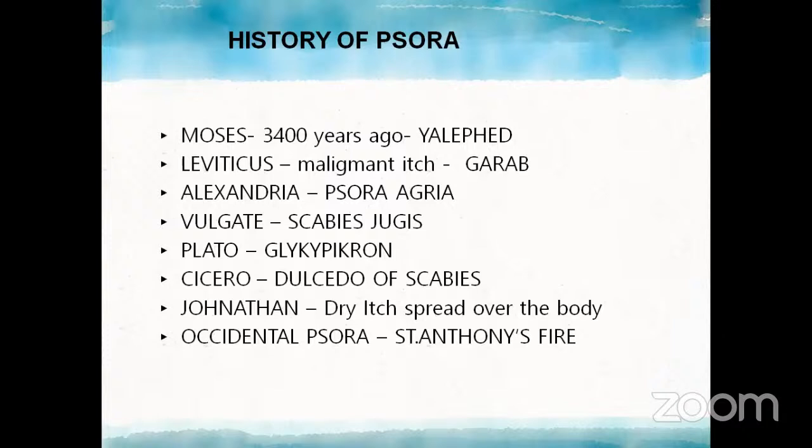In the West, Psora appeared in the form of Saint Anthony's fire. When you go through the history of Psora, you find too many names for it in each era, in each translator's way and in each author's namings. These can be said to be synonyms of Psora in the oldest times.